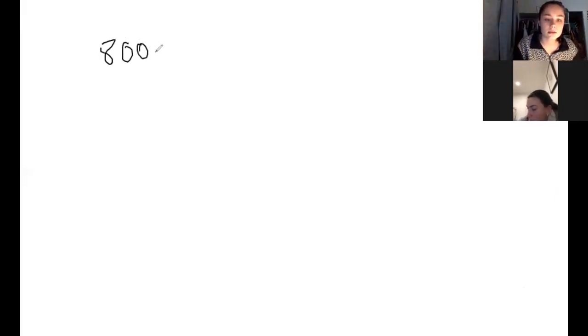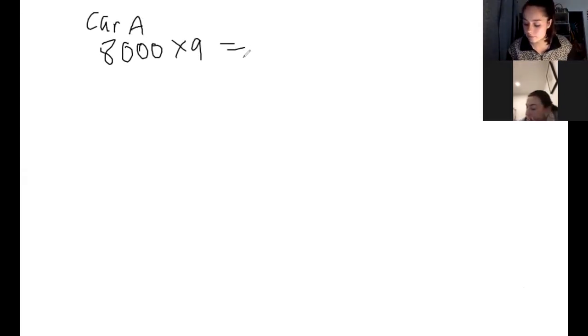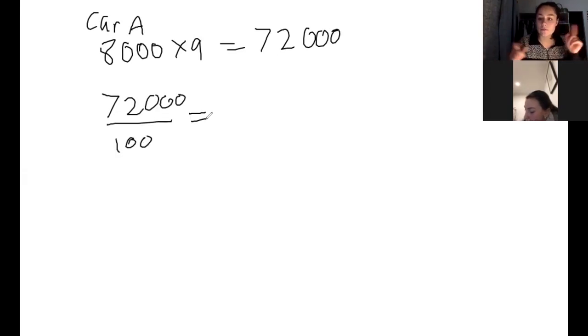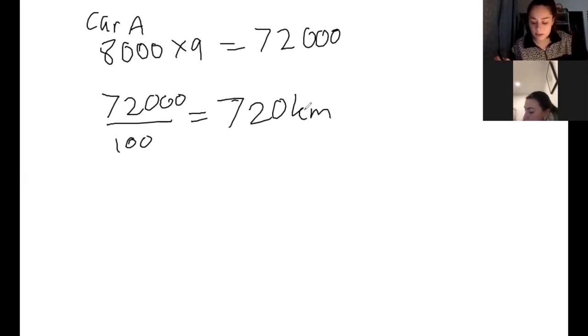So 8,000, this is for car A, times 9. So that's how many thousand kilometers she does. But this was in 100. So if we divide by 100, that will give us the fuel consumption. Does that make sense? Yeah. And so then it's 720 kilometers, I mean, liters. 720 liters she'll use.